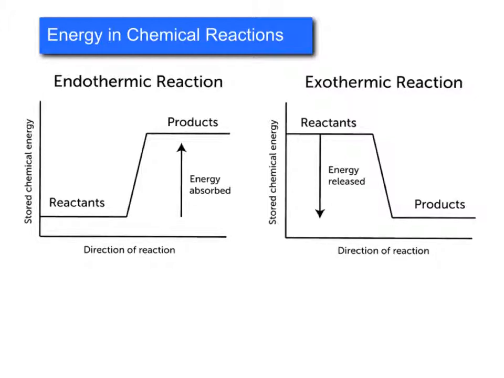Okay, an exothermic reaction is one where the reactants have more energy than the products, and so as the reaction happens, heat is released or energy is released, and so these reactions actually warm up as they progress.